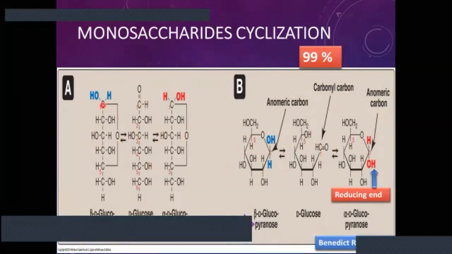So we have two options. This is the first option, carbon number one with five, in order to form beta form, or carbon number one with carbon number five in order to make alpha form. This depends on the presence of the hydroxyl at that time. Is it right-handed or left-handed? If it is on the right it will be alpha, and if it is on the left it will be beta. So this will be beta glucose, and this one will be alpha glucose, and this process is called maturation.